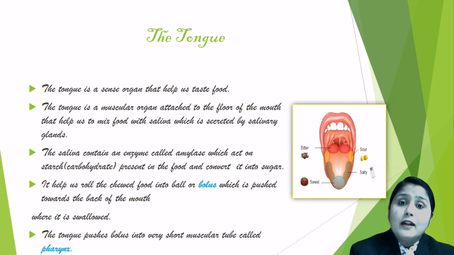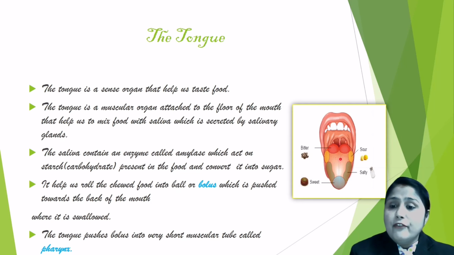And on the farthest end of the tongue, we have bitter taste buds which tell us whether the food is bitter or not. Suppose we are eating bitter gourd or taking some medicines, we feel the bitterness in our throat. Why? Because we have those taste buds which tell us about the bitter taste. So this is all about the structure of the tongue.